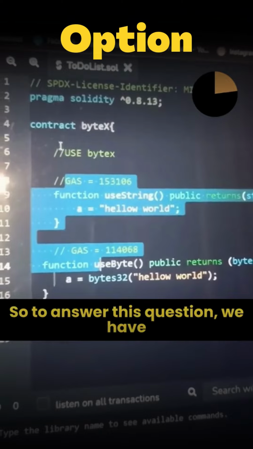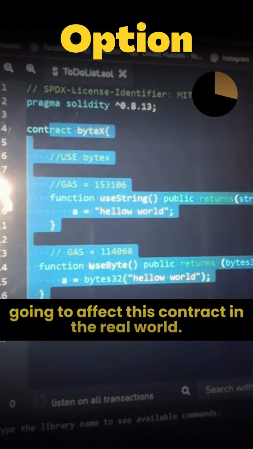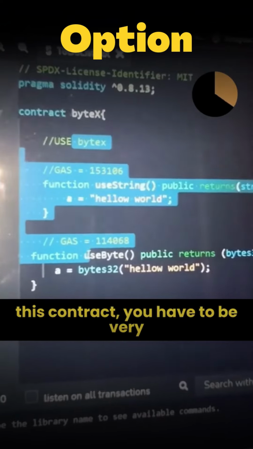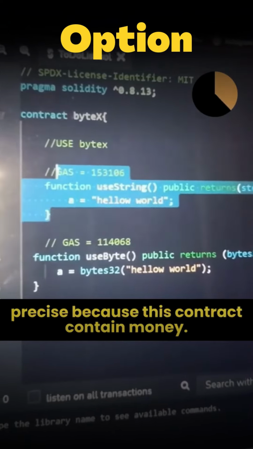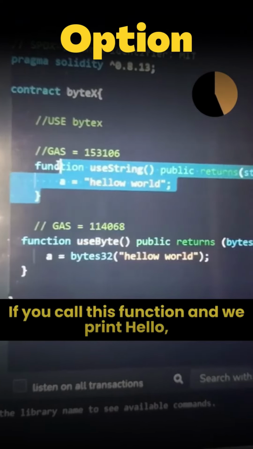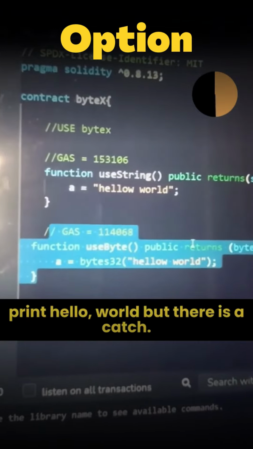So to answer this question, we have to understand the nature of this contract, what this contract is and how it's going to affect things in the real world. Whatever you define in this contract, you have to be very precise, because this contract contains money. Both these functions do exactly the same thing. If you call this function, it will print hello world, and if you call this function, it will print hello world. But there is a catch.